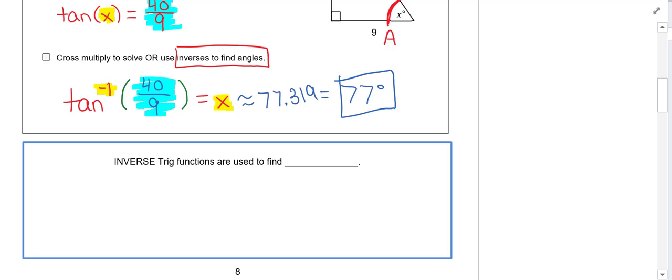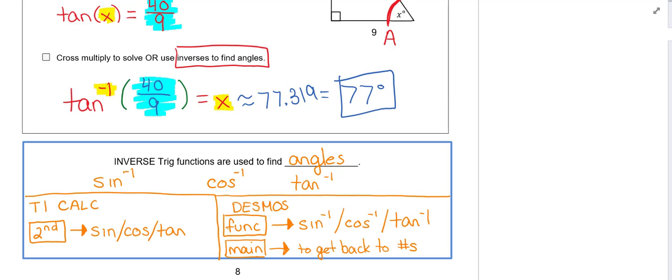So what we just discovered is that we can use inverse trig functions to find angles. Okay, when we're looking for angle measures, that's where we use inverse trig functions. And remember these few tips in order to help you get there. On the TI, remember you're hitting second and then either sine, or second and then cosine, or second and then tangent. And on Desmos, you hit the function option to choose the correct trig function in the inverse trig function. And then remember you have to click on main to get back to the numbers to be able to type in your actual fraction. So let's do a few more examples together.